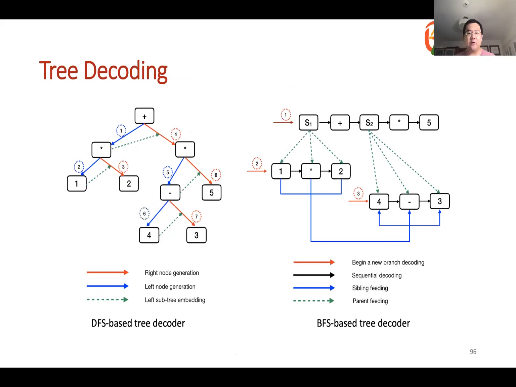For the tree decoding, obviously, we can have two different types of decoding. One is the depth-first search-based tree decoder, where we first search the tree along the depth, and then we try to go to the left side. Another one is the breadth-first search-based tree decoder. For this one, we can leverage multiple information, for example, the sibling feeding information. In our later model we have been leveraging this technique.